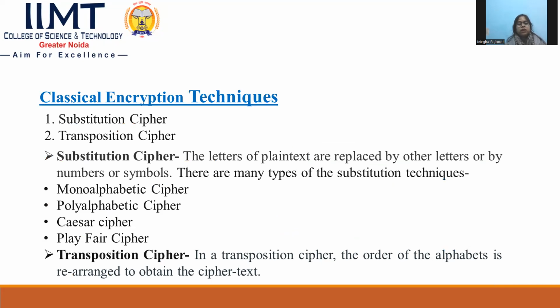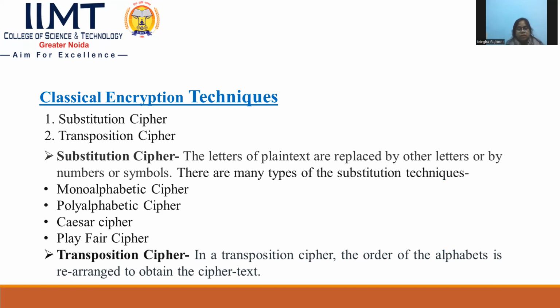There are some cryptography techniques like classical encryption techniques. First is substitution cipher techniques. Second is transposition cipher techniques. So what are substitution cipher techniques? In this, the letters of plain text are replaced by other letters or by numbers and symbols. There are many types of substitution techniques. First is monoalphabetic cipher, second is polyalphabetic cipher, third is Caesar cipher, and last one is Playfair cipher. These are the methods to encrypt our message.